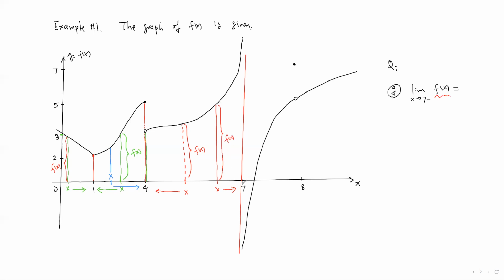Now from this diagram, as x is closer and closer to 7, clearly this height is closer and closer to positive infinity. Do you agree? Positive infinity. So therefore, this limit is positive infinity. This is G.